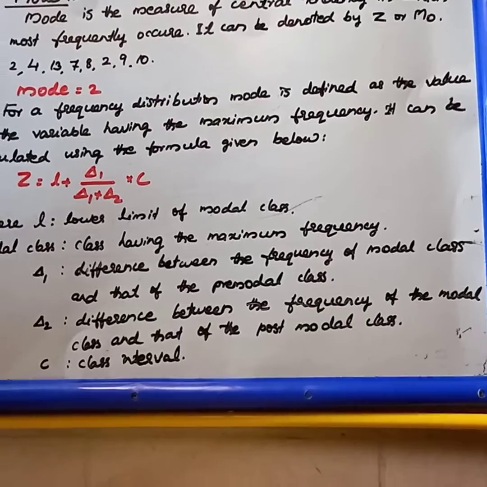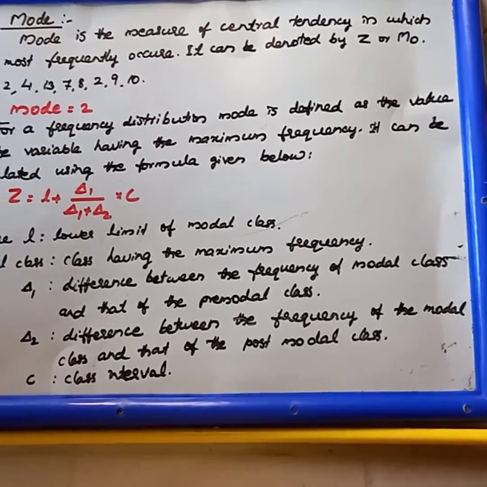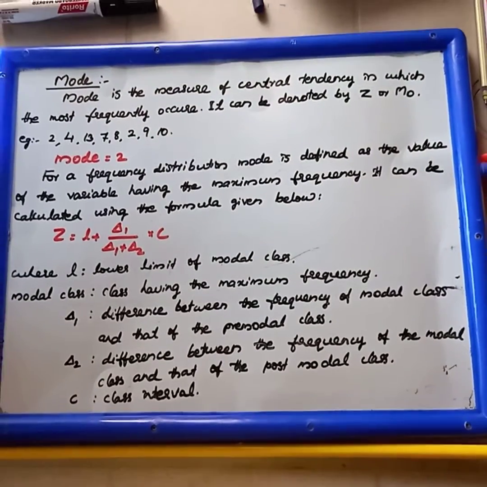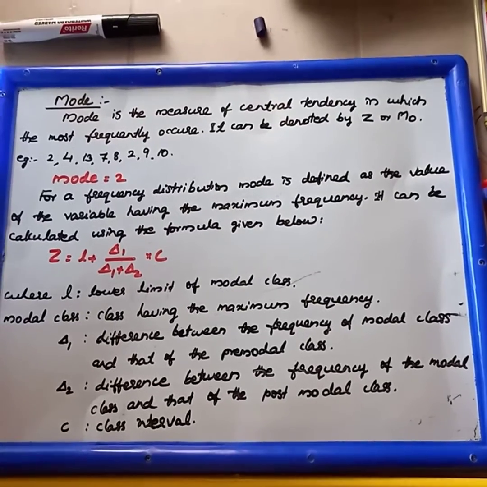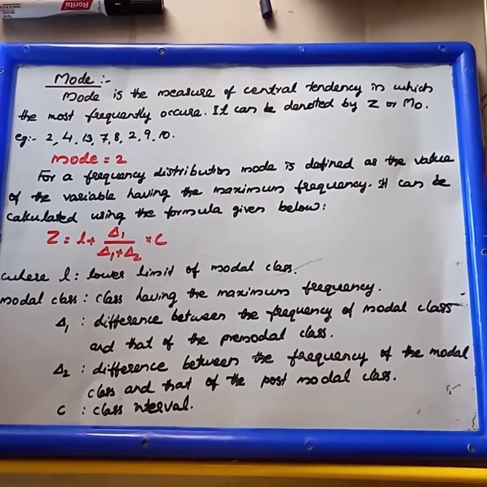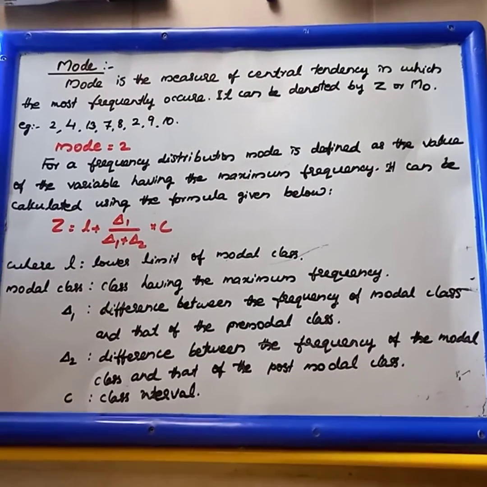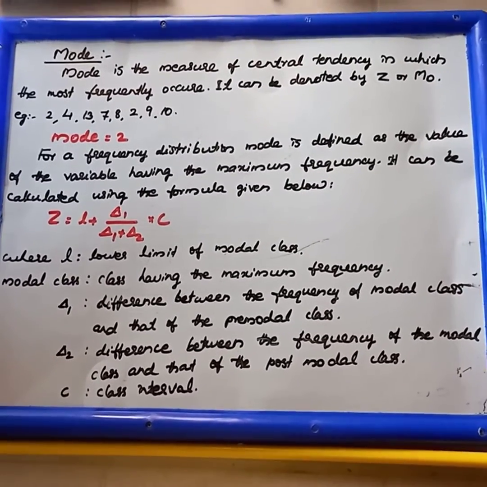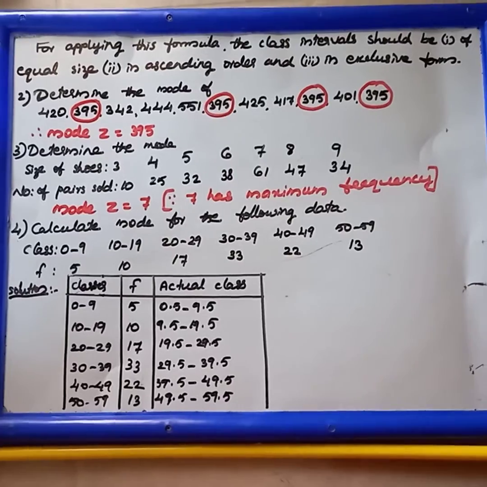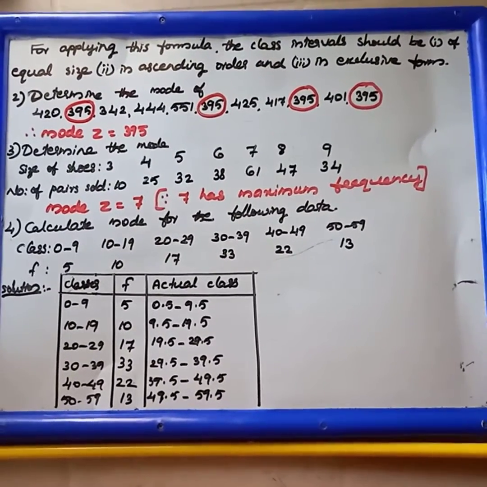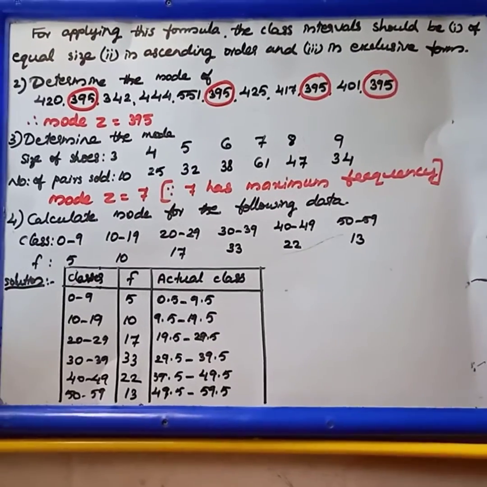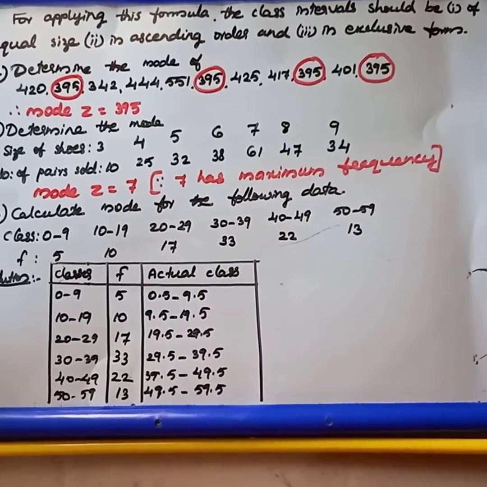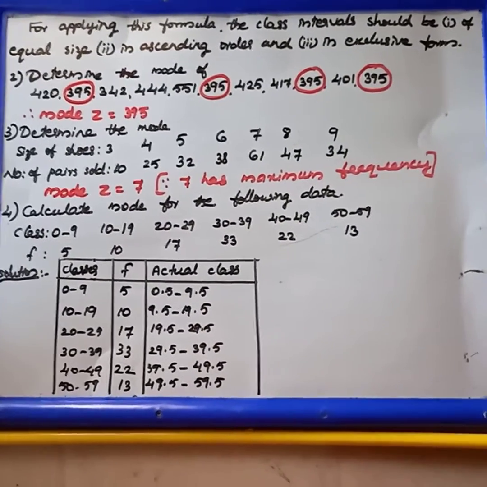Delta 1 is the difference between the frequency of the modal class and that of the pre-modal class. Delta 2 is the difference between the frequency of the modal class and the post-modal class. C is the class interval. For applying this formula, the class intervals should be, first, of equal size; second, in ascending order; and third, in exclusive form.